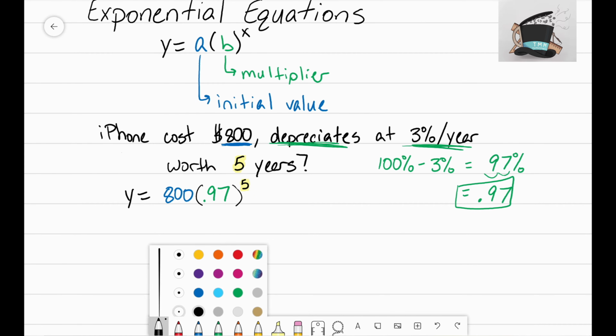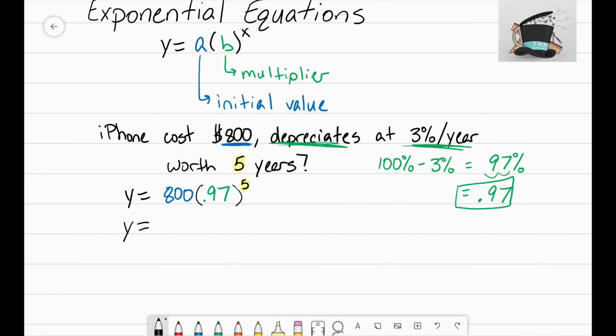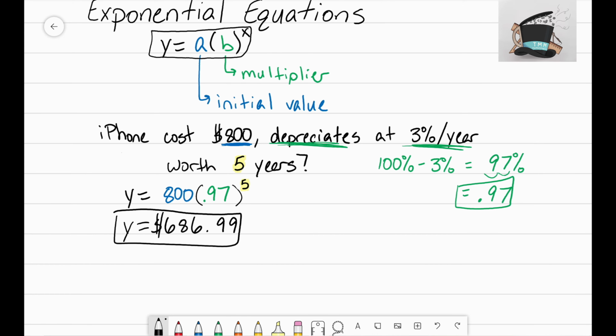All we have to do now is use our calculator and plug that in so we can see what the value is. So y equals, after 5 years, my iPhone will be worth $686.99. I'm going to go ahead and put a dollar sign in front. And that's a way for you to show and model what the iPhone will be worth after 5 years, just by using our generic exponential equation.